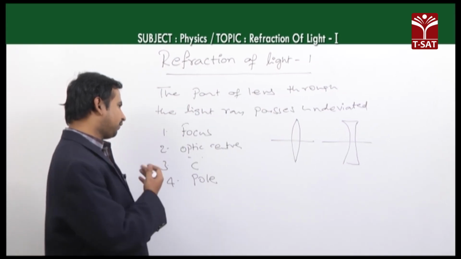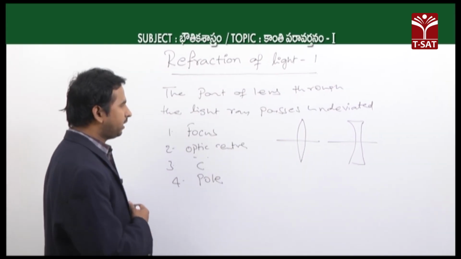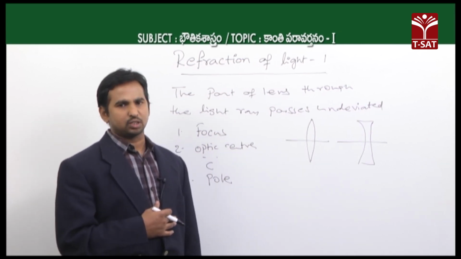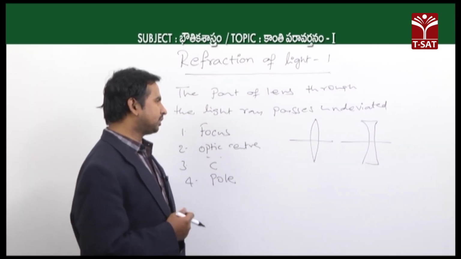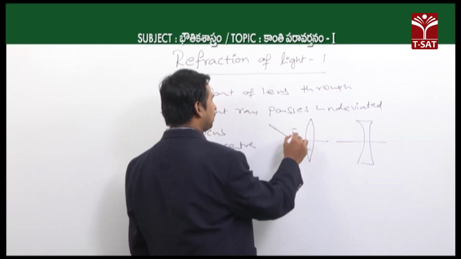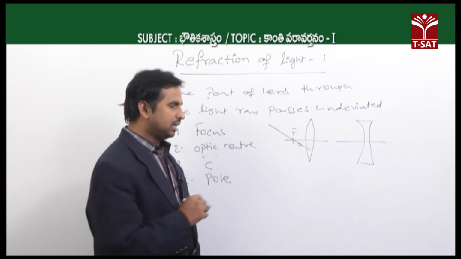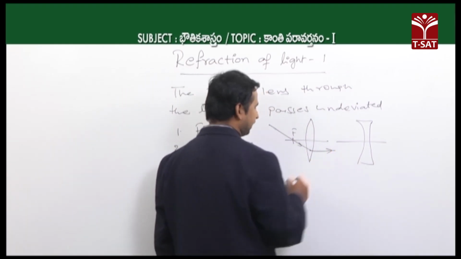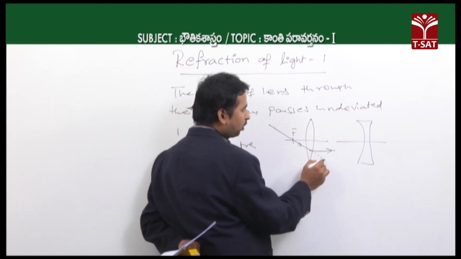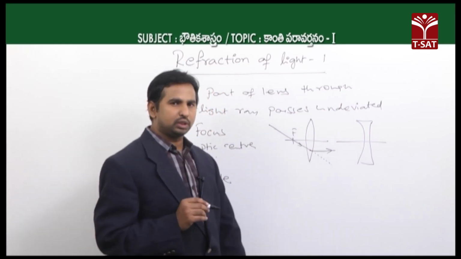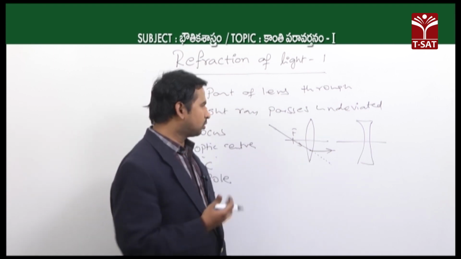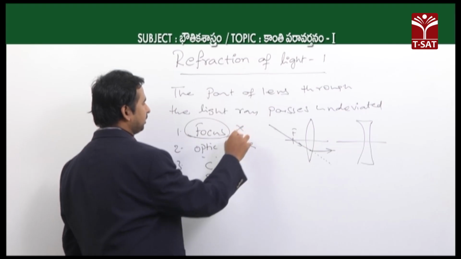Now, if you see the options, if you take the focus, whenever the light ray passes through the focus, after refraction we know that the light ray will pass parallel to the principal axis, which means there is a change in the path of the light ray. For example, in the case of a convex lens, if this is the focus, after refraction it passes parallel to the principal axis like this. So there is a refraction effect here. The actual path would be a straight line, but because of the lens the light ray passes parallel to the principal axis, so there is a deviation. That is why we cannot take the focus, that is wrong.